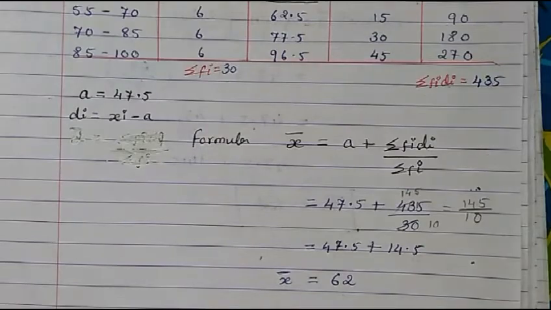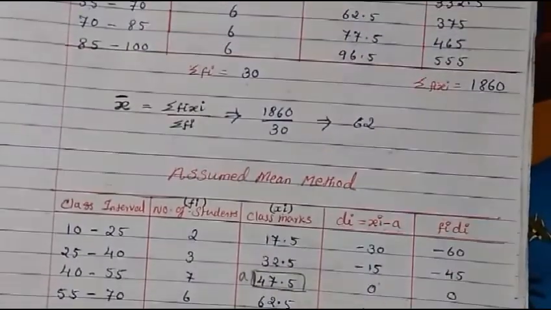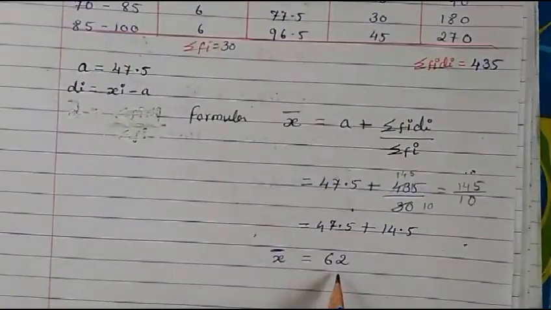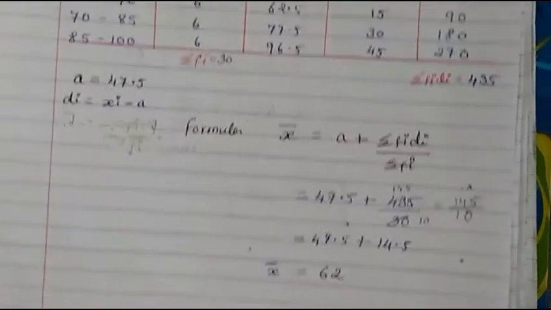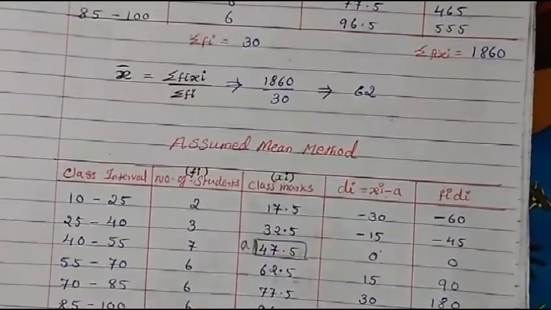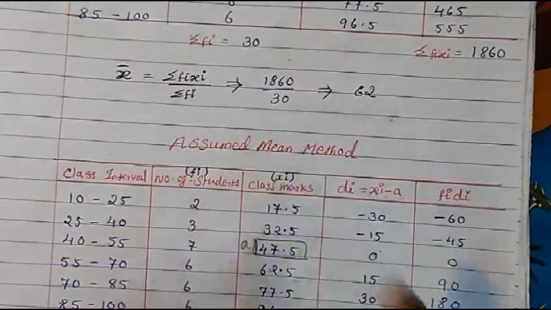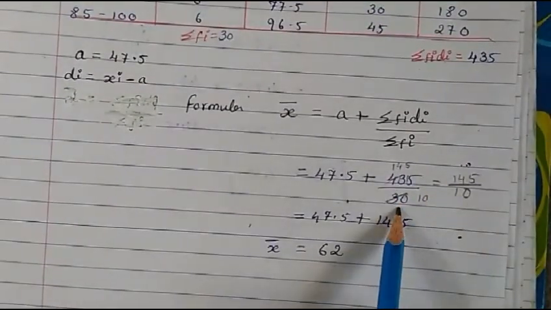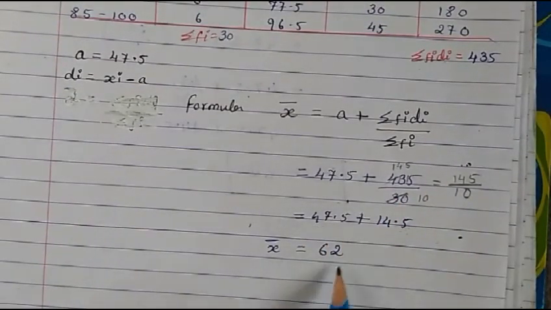So you see direct method, you got 62. Assumed mean method also you got 62. But then you see here, you have a bigger number to divide, but here you have a still smaller number to divide. So that's how it becomes easy.